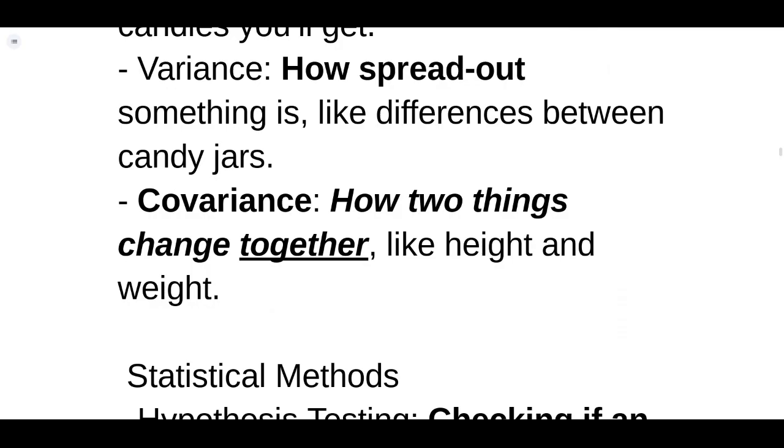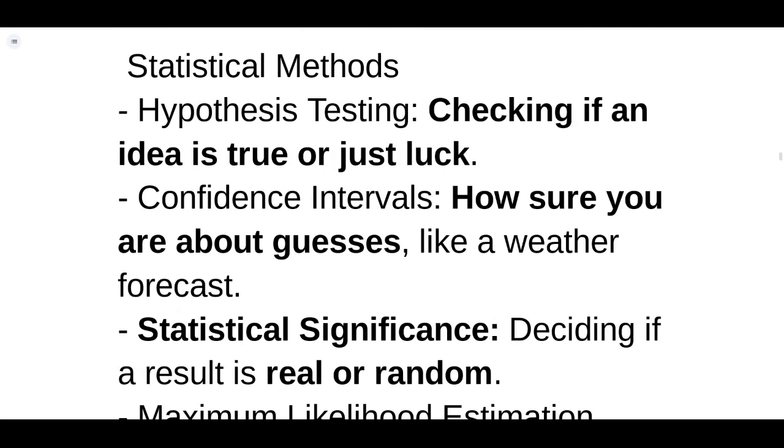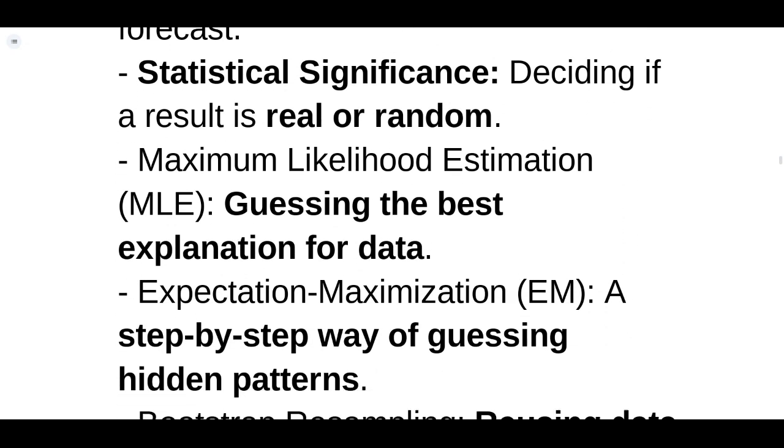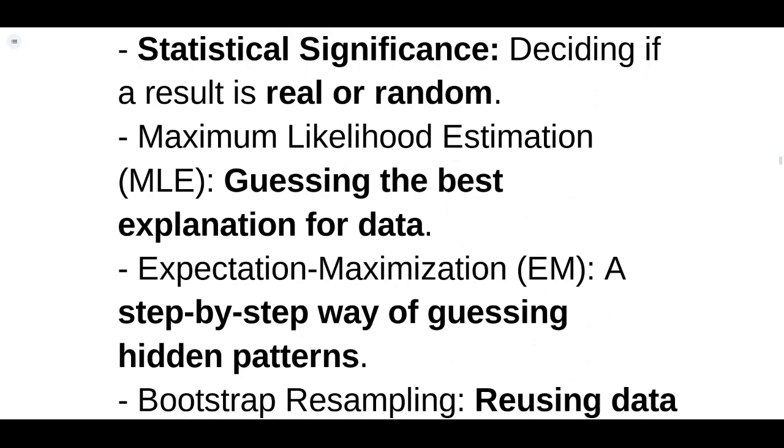how two things change together. Statistical methods, hypothesis testing, checking if an idea is true or just luck. Confidence intervals, how sure you are about guesses. Statistical significance, deciding if a result is real or random. Maximum likelihood estimation, guessing the best explanation for data.